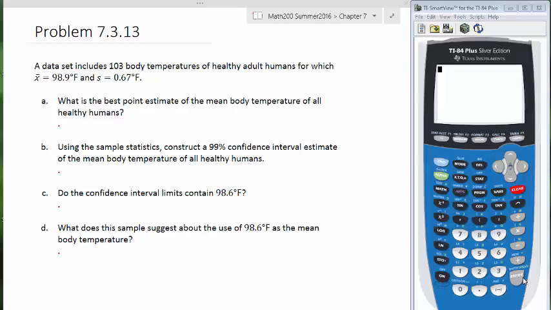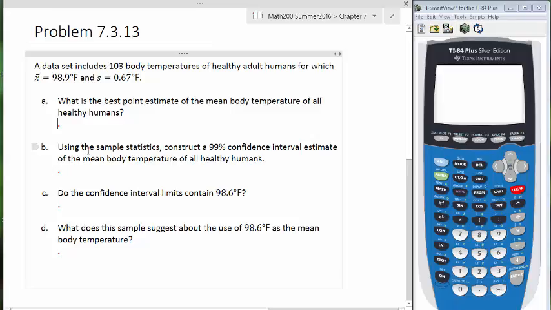This is a problem from section 7-3, similar to your homework. The dataset includes 103 body temperatures of healthy adult humans for which X bar is equal to 98.9 degrees Fahrenheit and S is equal to 0.67 degrees Fahrenheit. What is the best point estimate for the mean body temperature of all humans? What they want to do here is find an estimate for the mean of the population. So the population mean is mu, and it's going to be approximately equal to X bar, which is 98.9 degrees Fahrenheit. Okay, so that's our point estimate.